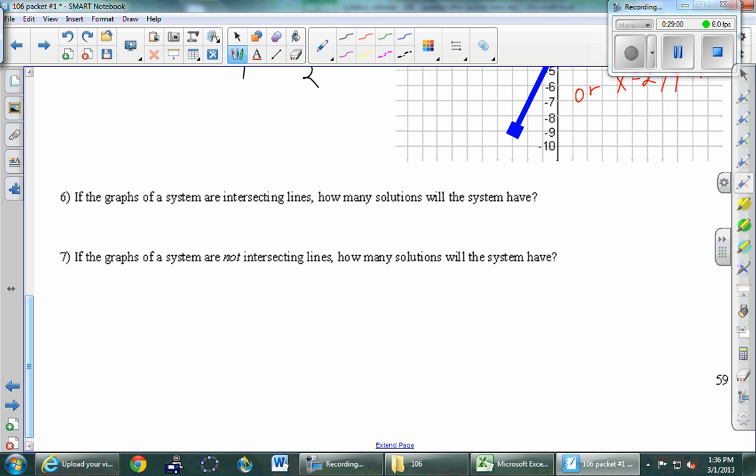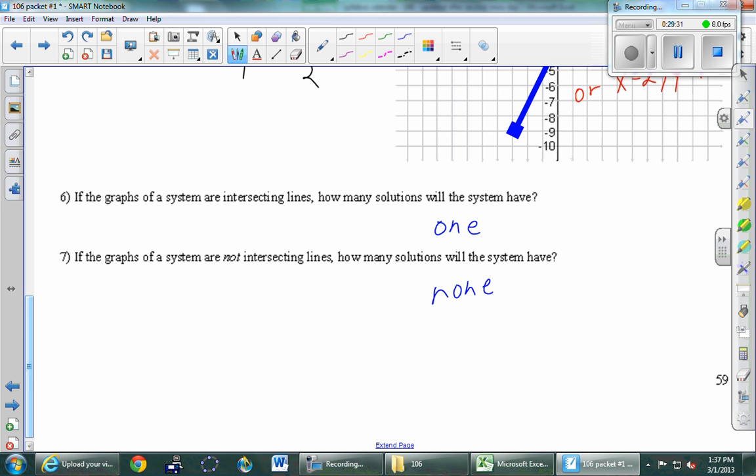Okay, so I think we've already talked about number 6, but let's fill it in now. If the graphs of a system are intersecting lines, how many solutions will the system have? Just 1. If they intersect exactly once, which is how most lines are, then you will have 1 solution. If the graphs are not intersecting lines, and that must mean they never hit each other, and it's none, no solutions. 2 parallel lines.